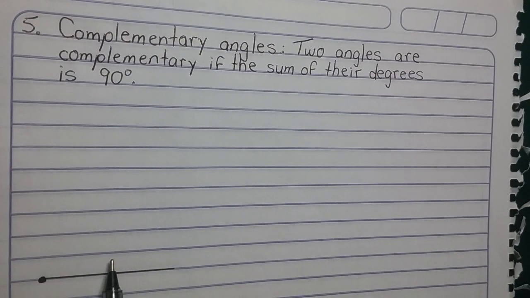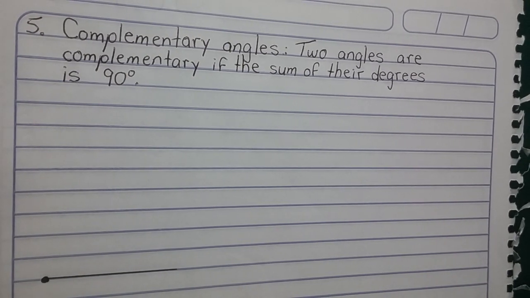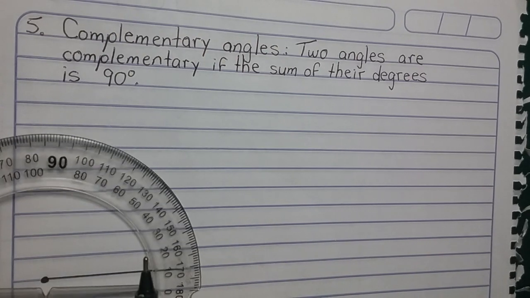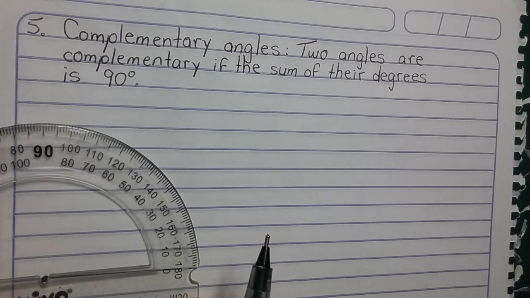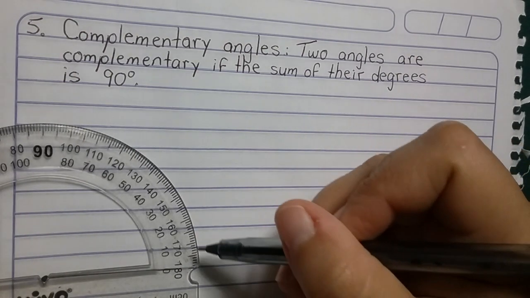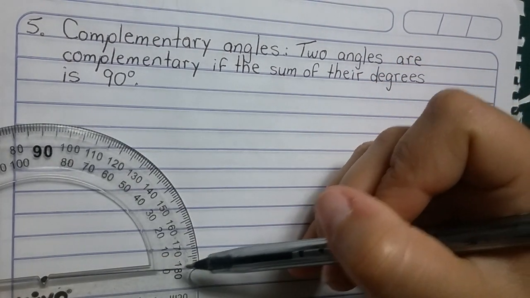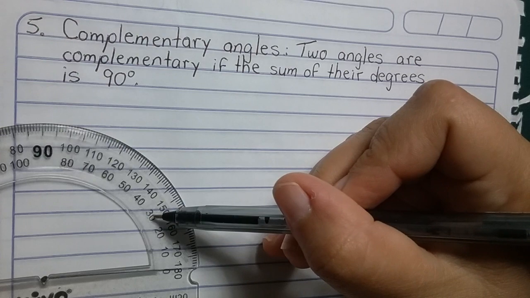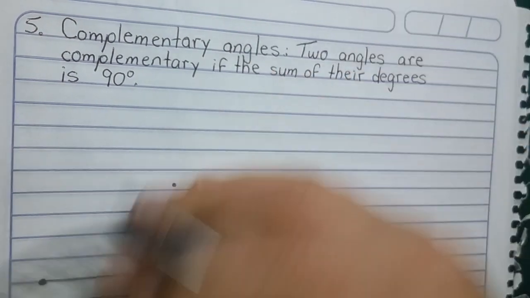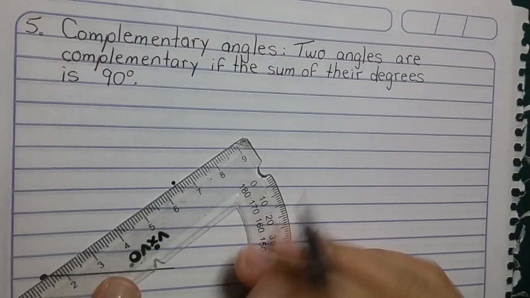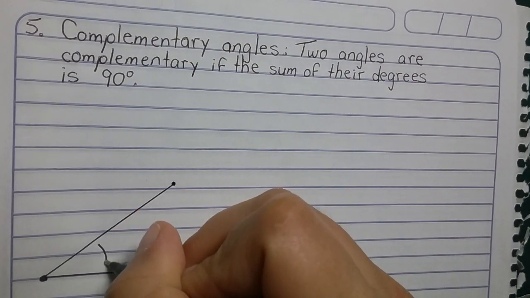I want this angle to have 35 degrees. Remember to use the protractor, and 100 must be on the line of the notebook. Remember, I want this angle to have 35 degrees. 10, 20, 30, and here is 35. I will join the 2 points, and this is my angle of 35 degrees.